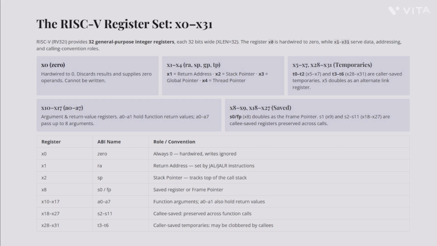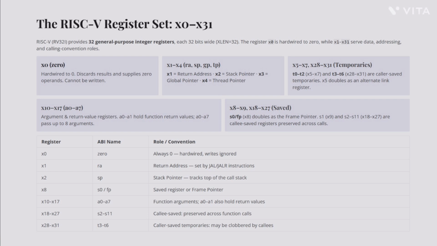Now finally, coming to one of the most important sets of registers in this entire set: X10 to X17, which is A0 to A7, the argument and return value registers. A0 and A1 usually hold the return value, and A0 to A7 can pass up to 8 arguments. So this is the major register set which we'll be using in most of the operations in this course. Basically X10 to X17 are the main registers which we'll be using.